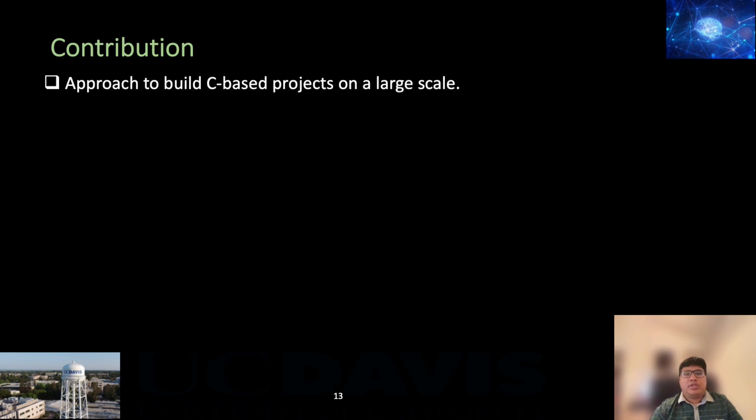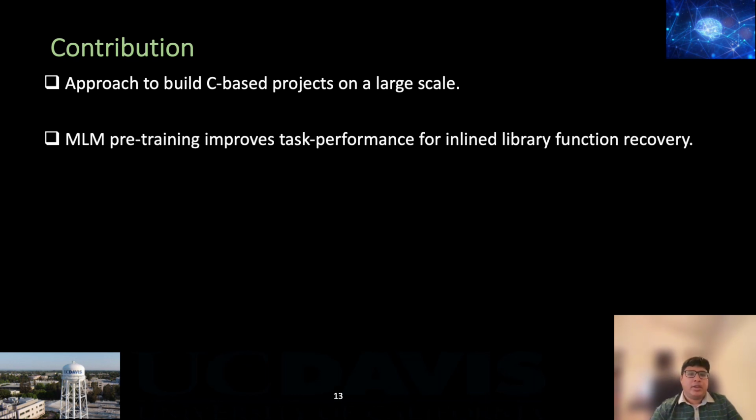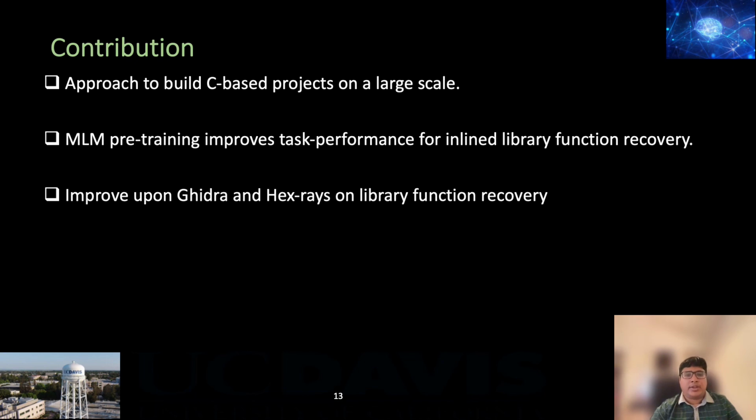Let me summarize the overall contribution of this paper. Using BugSwarm, we propose an approach to build C-based projects on a large scale and generate data for models like Funcree. We also found that RoBERTa-based Funcree does really well in the inline function recovery task. When we combine Funcree with Ghidra, it outperforms Hex-Rays and Ghidra itself on this particular task. We also found that our tool is effective at all optimization levels and performs really well in the inline function recovery task. Thank you so much for listening to my presentation.